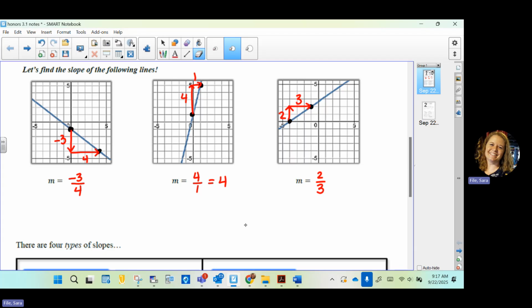Alright, sounds like y'all may have them, so let's check. Help me and freeze that. Alright. Y'all feel okay about counting slope from a graph? Okay, the only one that I reduced there was this one.